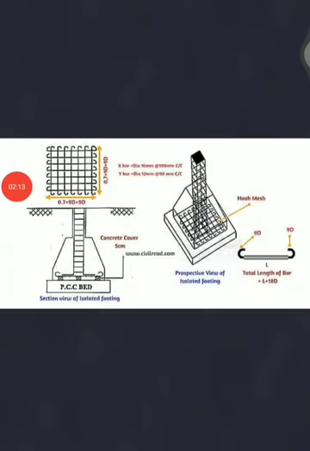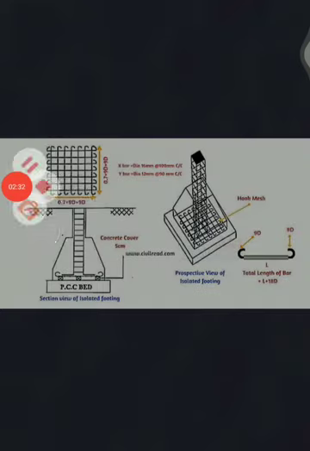And the mesh will consist of straight bars plus two hooks, right? So this is the portion that the mesh will have. These kinds of bars will be in the mesh. So on both sides, in both directions, you will have the main bars.